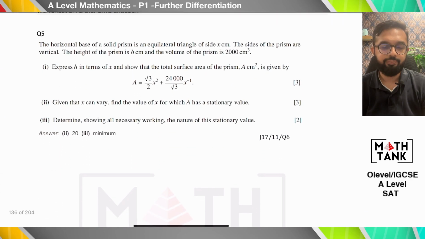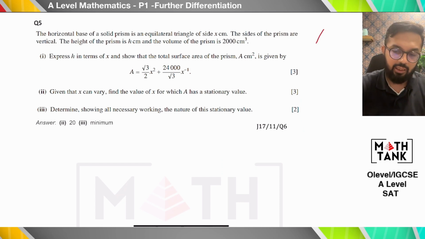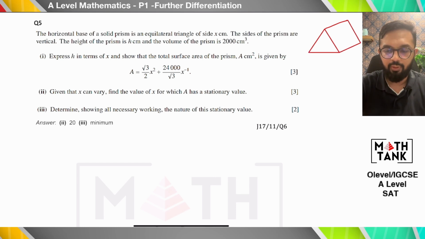Interesting that way. Okay, then let's look at question number 5. It says the horizontal base of a solid prism is an equilateral triangle of side x. So I'm going to draw that equilateral triangle on the side. It's a prism, it should look something like this. Just to show you what it looks like, it has a side of x, and since it's equilateral, I'm going to mention 60 degrees as well. The sides of the prism are vertical.